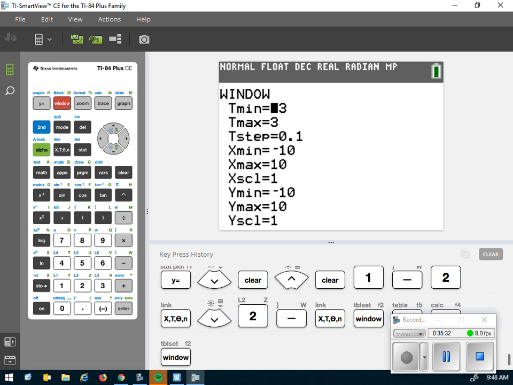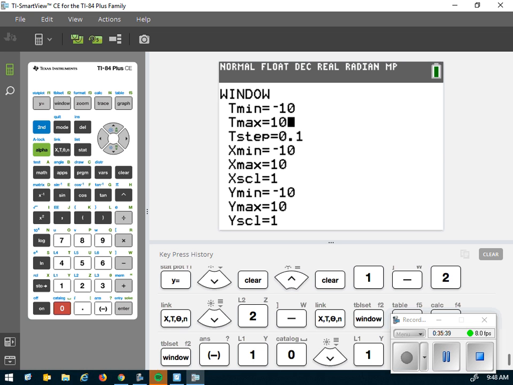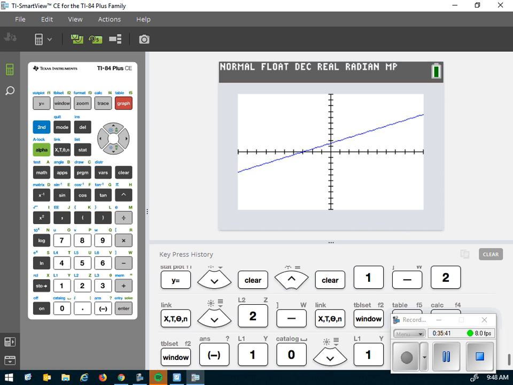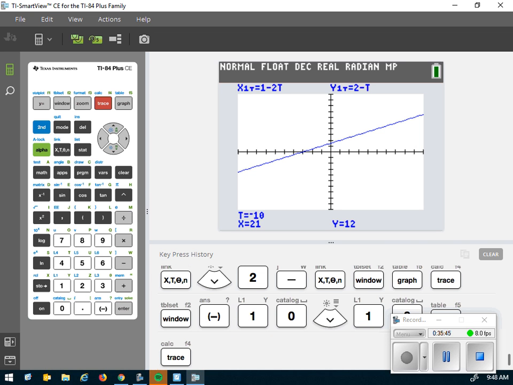Now, if I decide to make the t bigger, what if I went negative 10 to 10? What do you think would happen to the graph? There's more of it. If I trace, now let's see, where's my cursor? My cursor's way off the screen. Looking at the x and y values, I can tell my cursor's way off the screen. Doesn't come on for quite a while. Okay. Long story short is this is some kind of line.